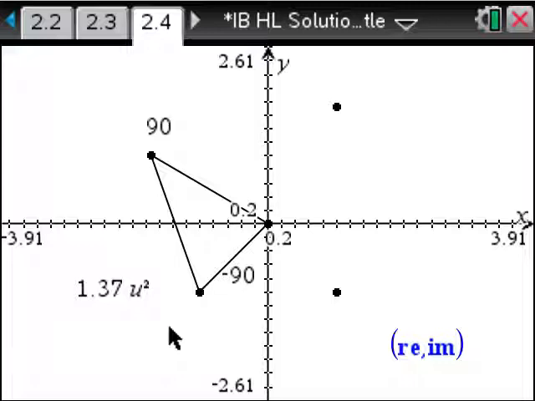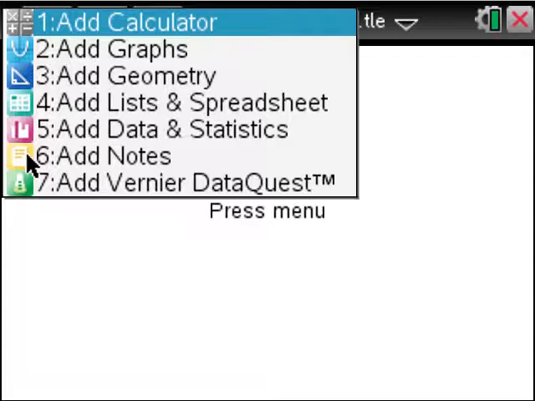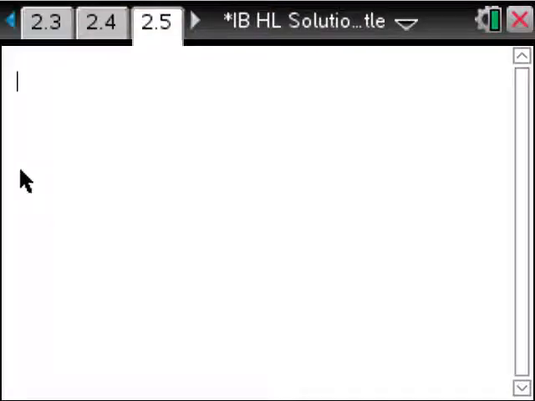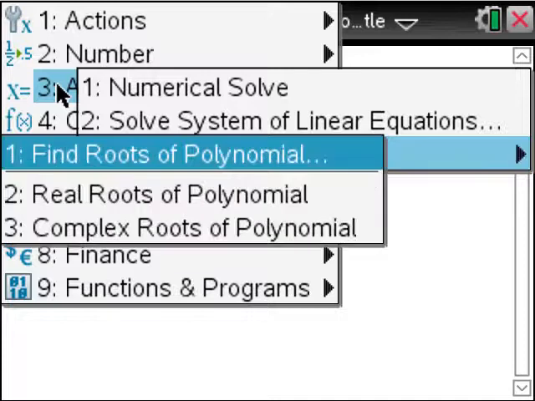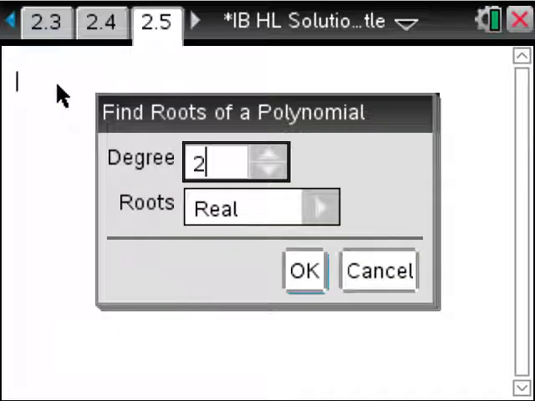And for the last part, part E, the ways in which you might go about it are many and varied, but whenever you get an answer you should be able to check it. If I just press control doc to insert a new page, if I've already worked this through and got what I think to be the coefficients of b, c, d and e, then I can go to menu, algebra, polynomial tools, and the roots of the polynomial.